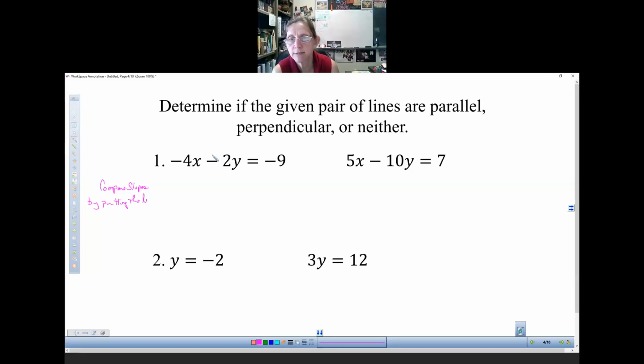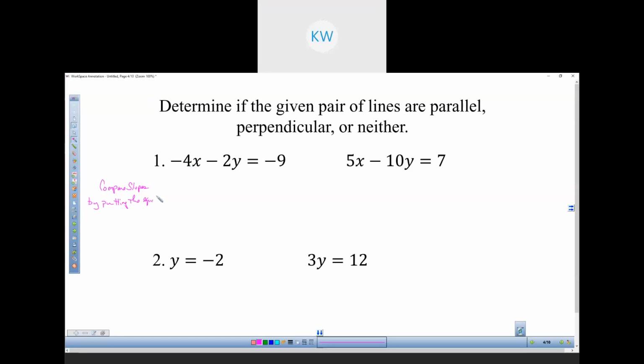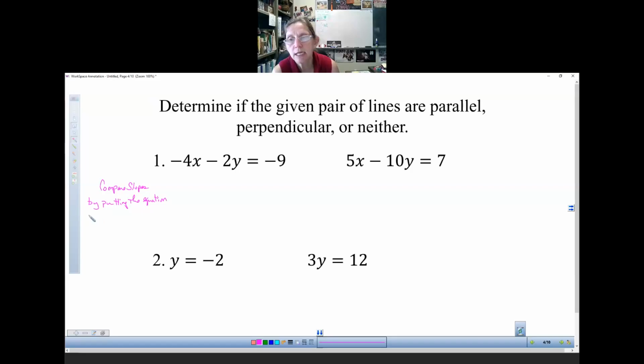Somebody help me out. There was a form we talked about on Wednesday. Y equals mx plus b. Yep, you got it. So putting the equations in what we called slope-intercept form, or y is equal to mx plus b, because then our slope is sitting there waiting for us to select it, okay?